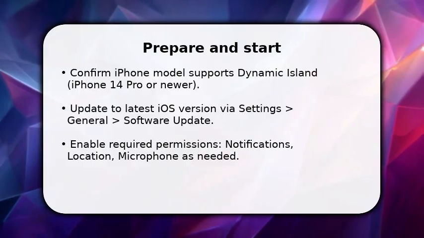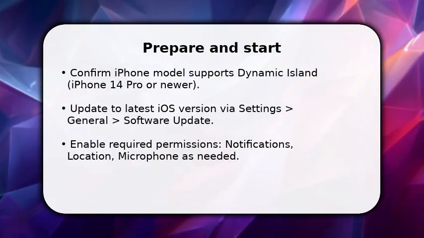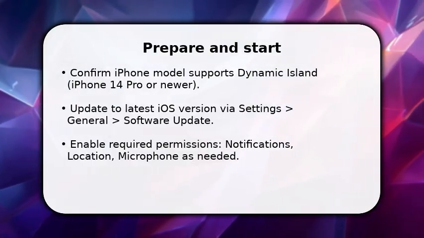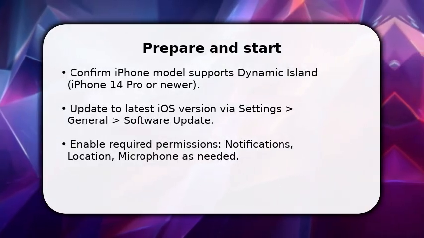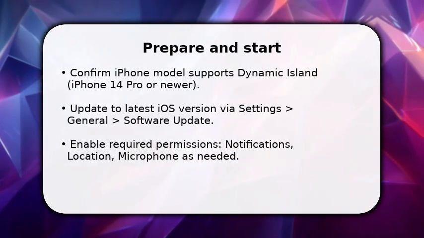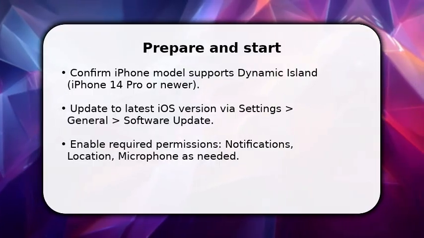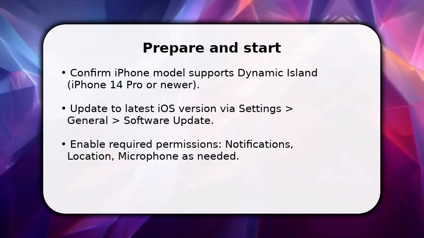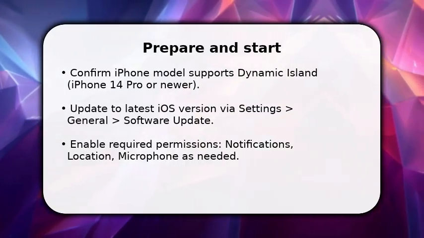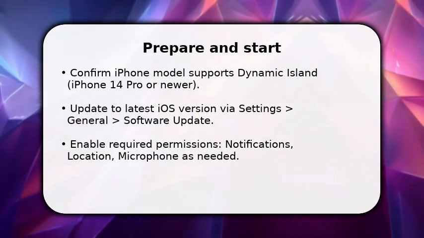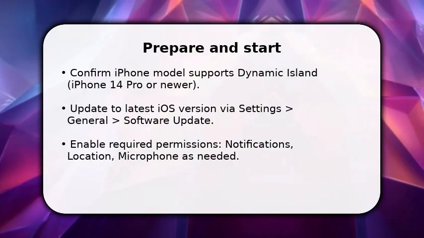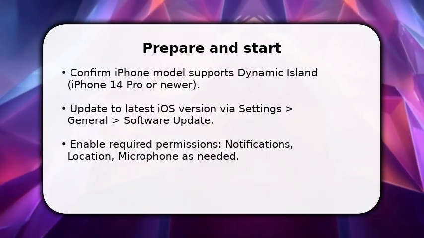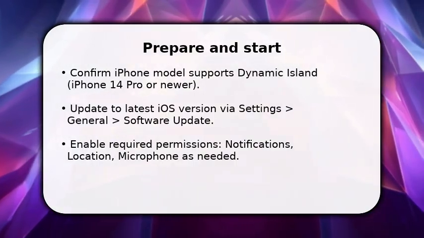You begin by confirming your iPhone supports Dynamic Island and is on the latest iOS. Once done, open Settings and check Software Update. Install any pending updates. Make sure apps you want to use with Dynamic Island have notifications and relevant permissions enabled. This ensures interactive widgets and live activities can appear. If you skip updates or permissions, the island won't show content reliably. So take those first steps now.